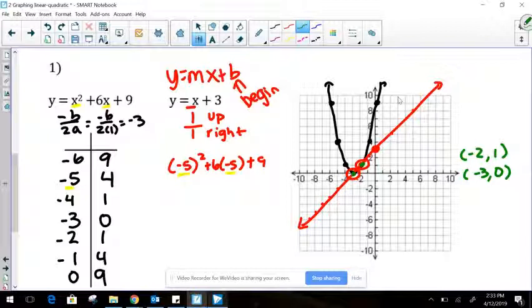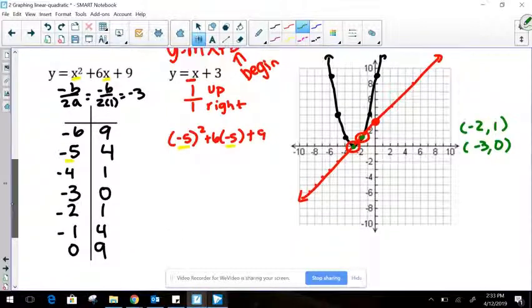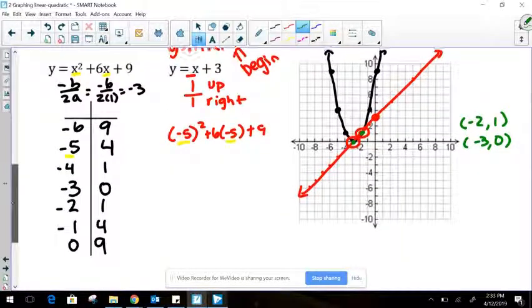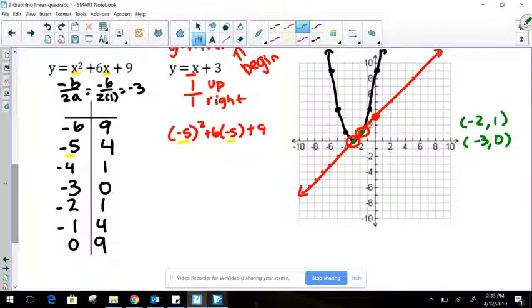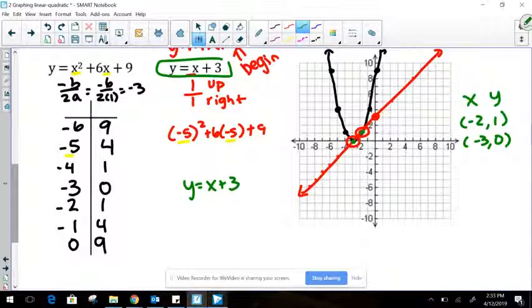Okay. So now we want to check and see if they actually work. So I'm going to check in my linear equation. My linear equation's right here. So I have y equals x plus 3. So my first x value is -2, and the y value that goes with it is 1. So we're saying, does 1 equal 1? Yep, the left side equals the right side.